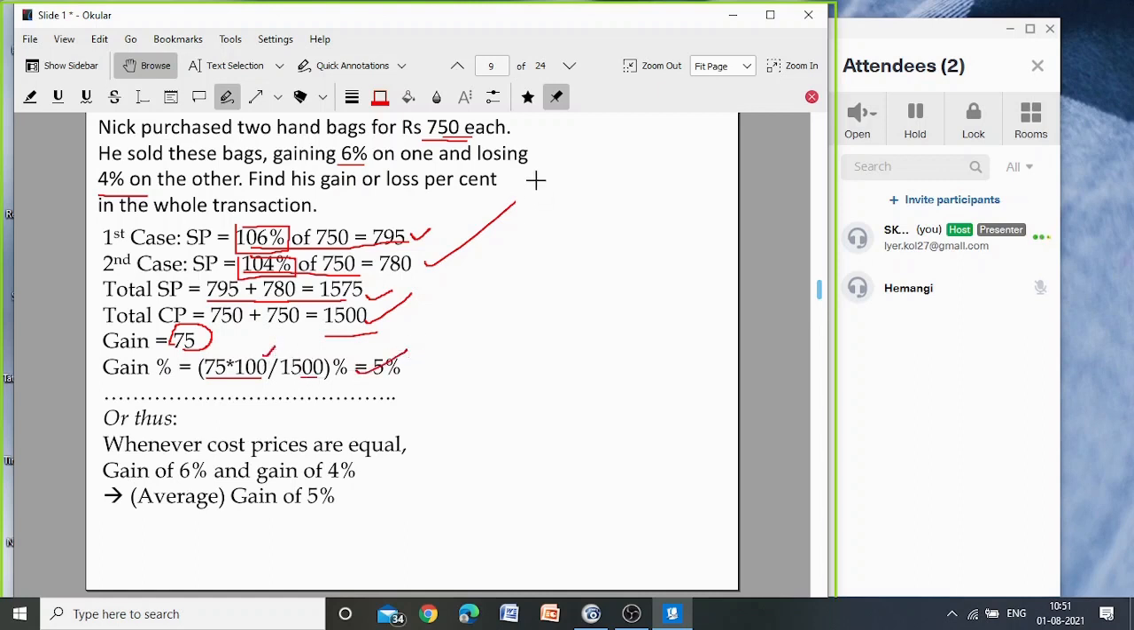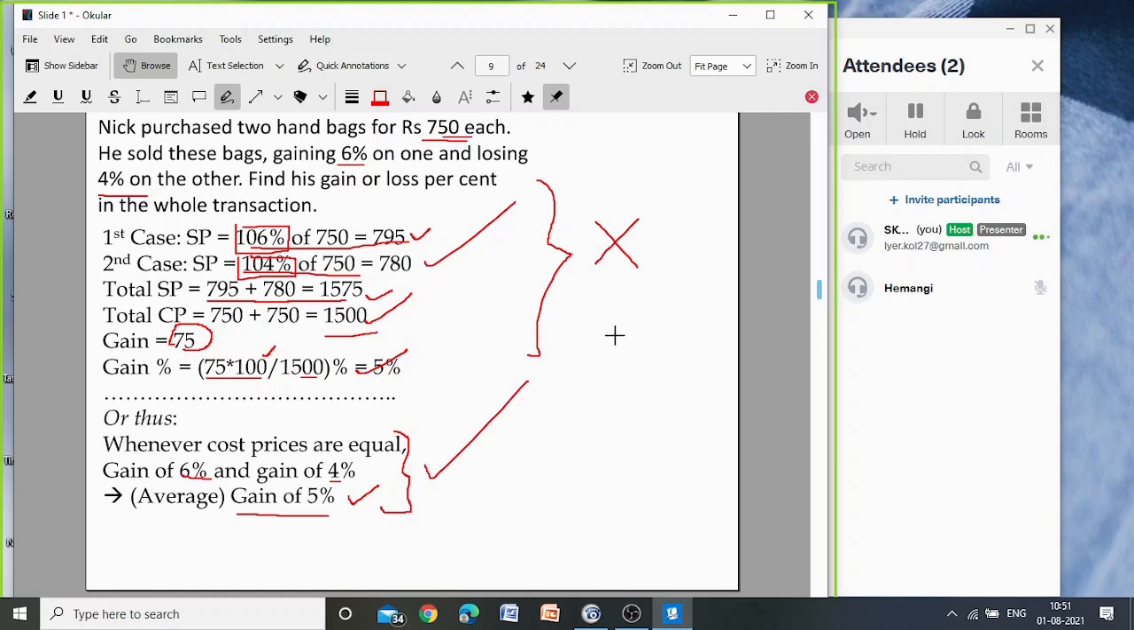This is the normal method. But here we can do a shortcut because cost price is equal. When the cost prices are equal, one you are gaining 6%, one you are gaining 4%, you can say the average is 5%. 6 plus 4, 10, 10 divided by 2, average. You can directly take out the average. Actually, such a roundabout method was not needed.